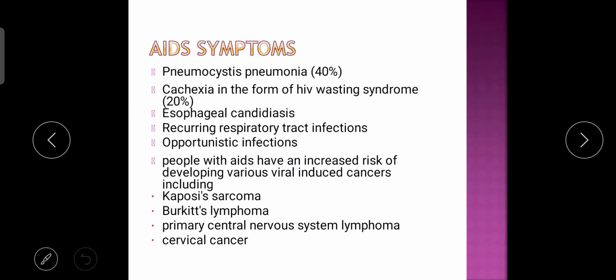Next is pneumonitis. Pneumonia occurs in about 40% of cases. Cachexia in the form of HIV wasting syndrome occurs in 20% of cases. Esophageal candidiasis, recurring respiratory tract infection, opportunistic infection. People with AIDS have an increased risk of developing various virus induced cancers, including Kaposi sarcoma, Burkitt's lymphoma, primary central nervous system lymphoma, and cervical cancer. It means the person who is having HIV infection has more chance to get various types of cancer.